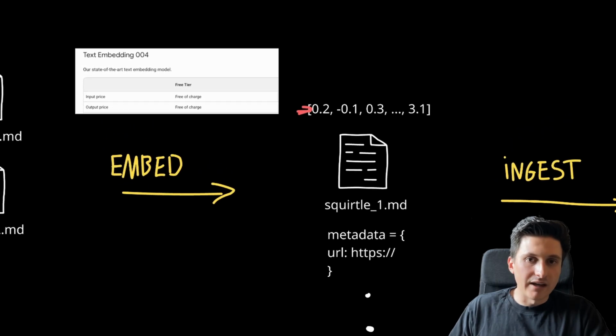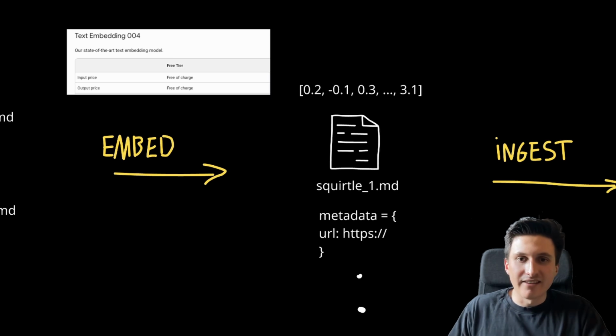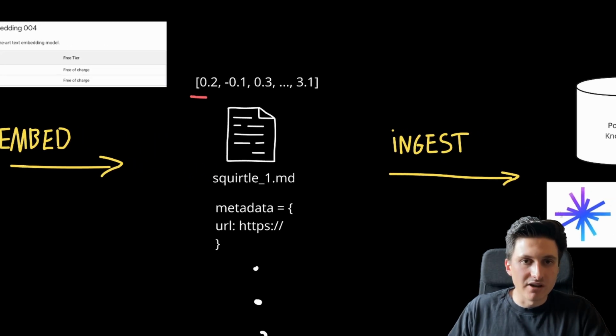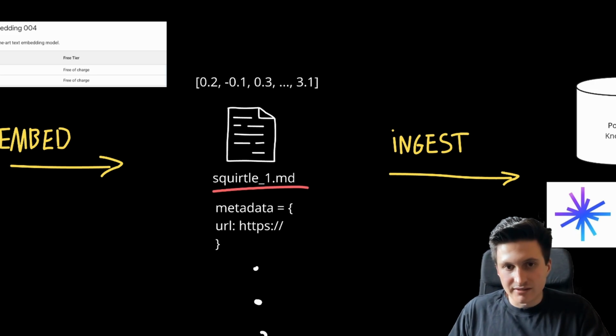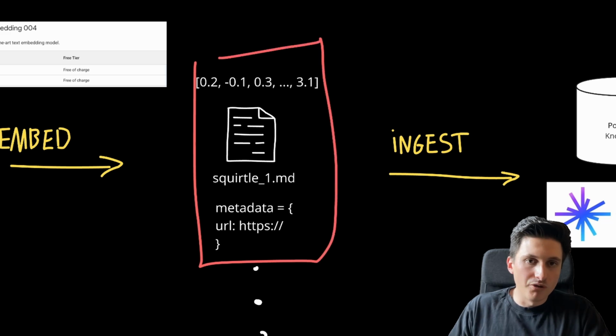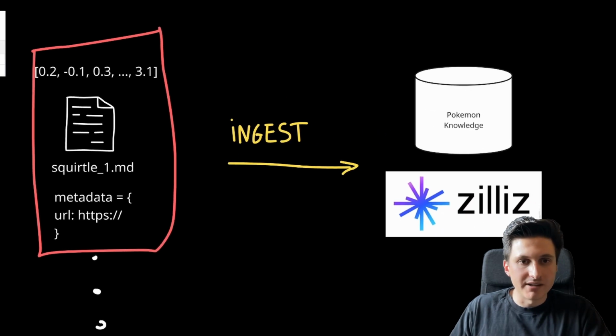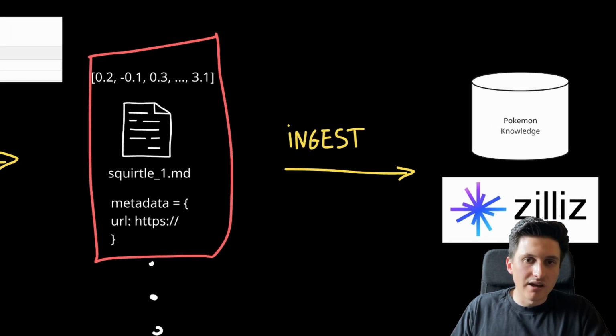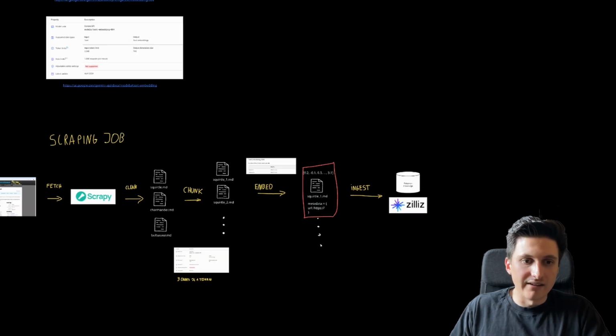So we get a vector embedding like this. And then we are going to insert in our knowledge base both the vector embedding, which will be used for semantic search, and the markdown itself and some metadata such as the HTTPS. So this is going to be one entry in our database, which, as I said, we are going to be using the Zilliz knowledge base, and we are going to ingest each document that we scraped like this.